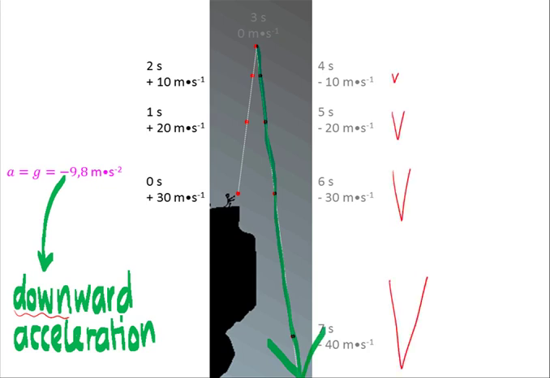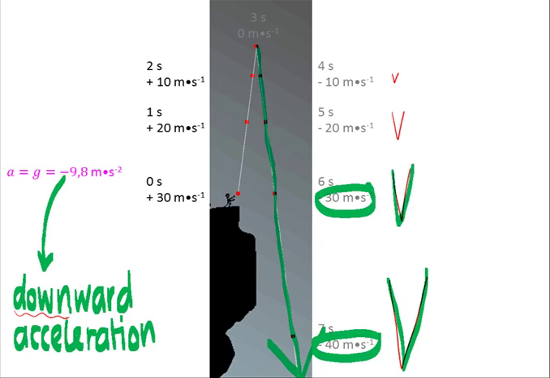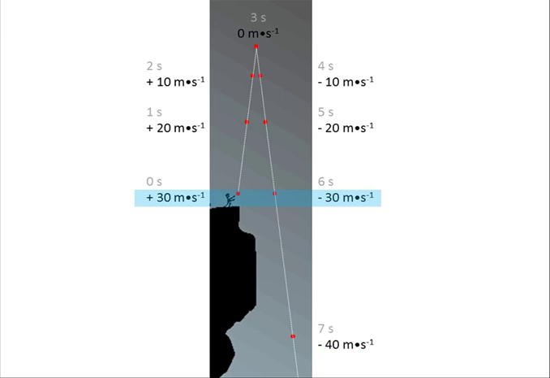Remember that these negatives don't mean less than 0. So minus 40 here is a faster velocity than minus 30, because it just means 40 down, 30 down. Doesn't mean less than 0. Notice that at each height, the velocity is the same in magnitude, just opposite in direction.